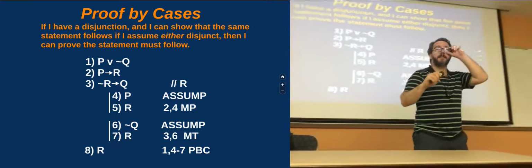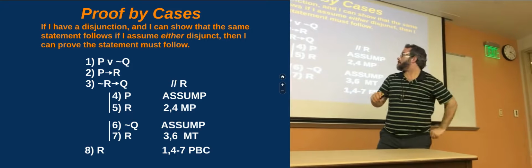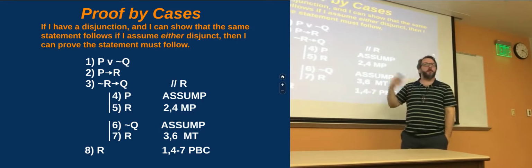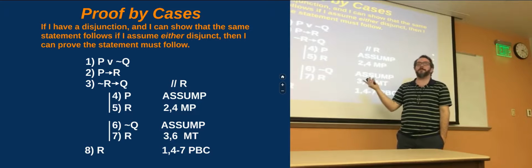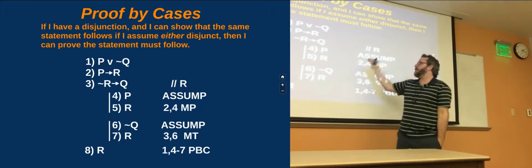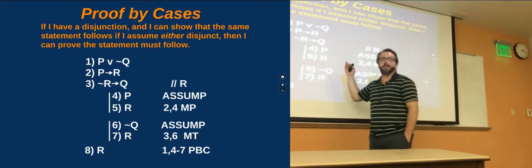Yes? So both of your disjuncts prove the conclusion, correct? What I'm showing is either of my disjuncts would prove the conclusion, and I know that at least one of them has to be true. So the conclusion is true, regardless of which of the two disjuncts is the case.